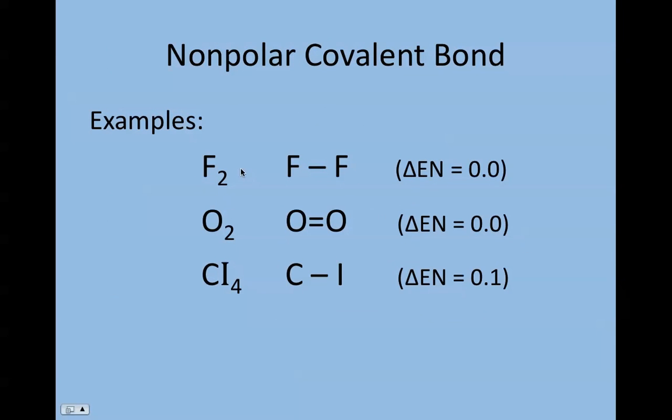Diatomic elements are great examples of nonpolar covalent bonds because you'll end up with a difference in electronegativity of 0. Also, carbon, when it's bonded to iodine, has only a 0.1 difference in electronegativity, so the bond between one carbon and one iodine is nonpolar. There's a couple other examples that we'll talk about in class, but again, all of these fall under that difference in electronegativity of 0.4 or less.